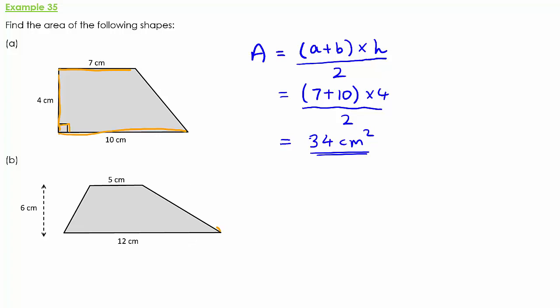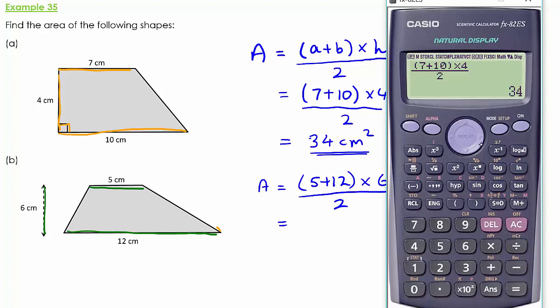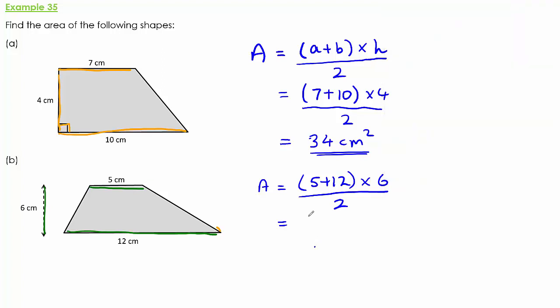Now here, my parallel sides are the 5 and the 12, and the distance between them is the 6. So that's going to be, sum the parallel sides, 5 plus 12, multiplied by 6, and divide that by 2. So let's get the calculator out on that. So we have, open a bracket, 5 add 12, multiply by 6, and divide the result by 2, and that gives us 51, and all of those were centimeters, so that's 51 square centimeters.